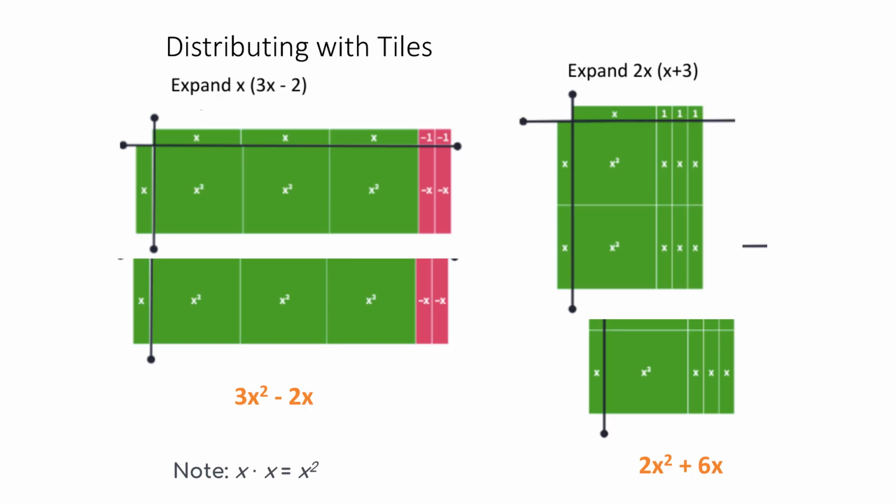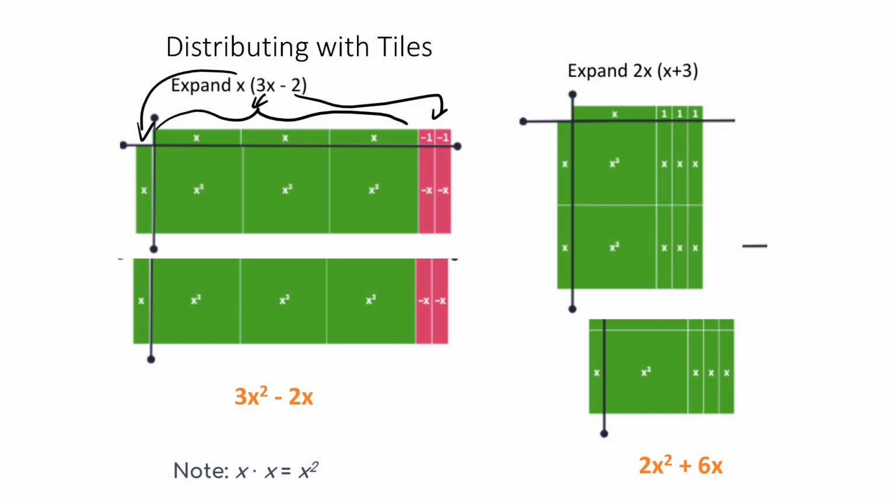Now, this is showing the same kind of problem being done with algebra tiles. So this says we've got x multiplying 3x minus 2. So here's the x. So that x is here. And then the 3x minus 2, here's 1, 2, 3 x's. And then we've got minus 2, which is these two guys right here. So this is a visual way of representing x times 3x minus 2.